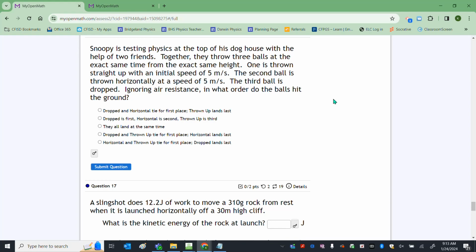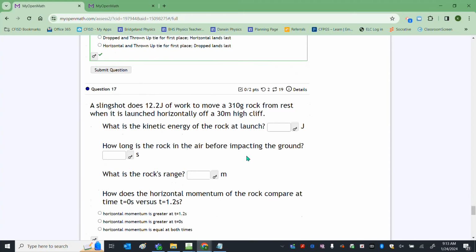And then your dropped and horizontal would hit at the same time, and then you're up. Okay, the one thrown up. So the order that I would pick here is that dropped and horizontal tie for first place, thrown up lands last, based on mine. But again, if it was thrown down, if that's a choice, and since it's random, it might be on yours, then you would say that that hits first, because you'd have an initial downward velocity. All right, but that is 16, and the last one is 17.